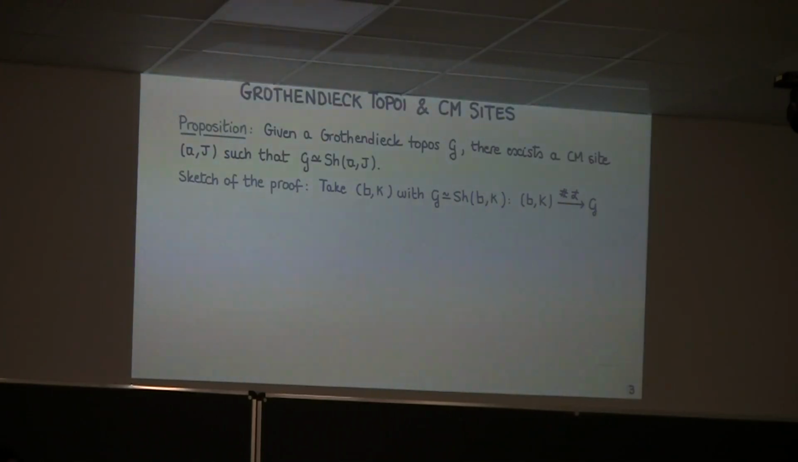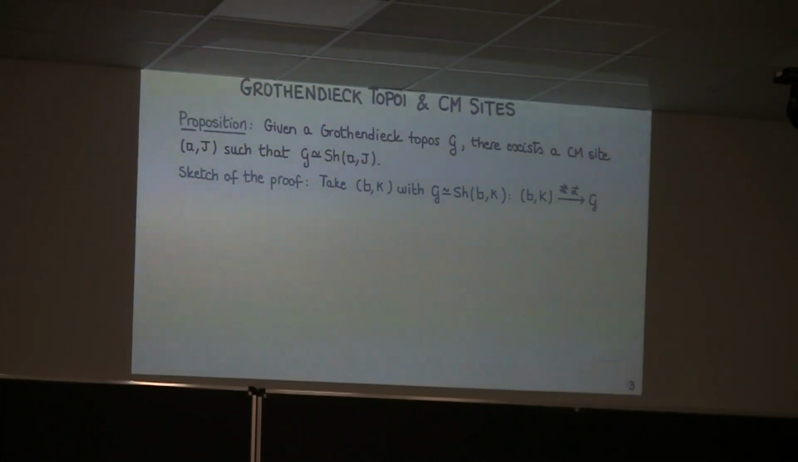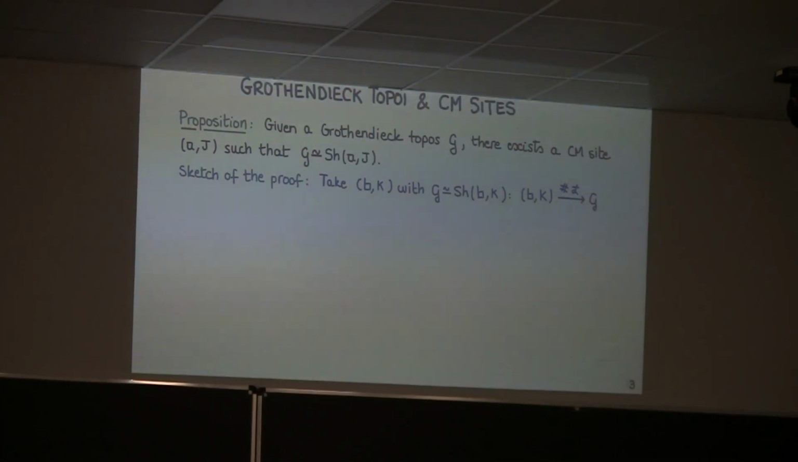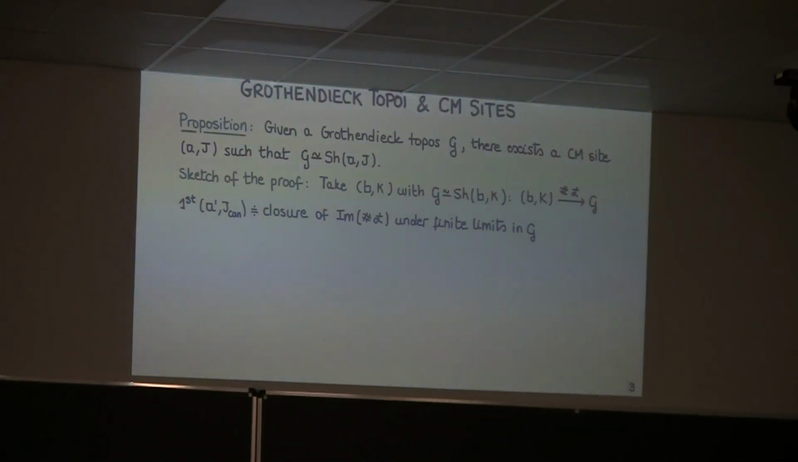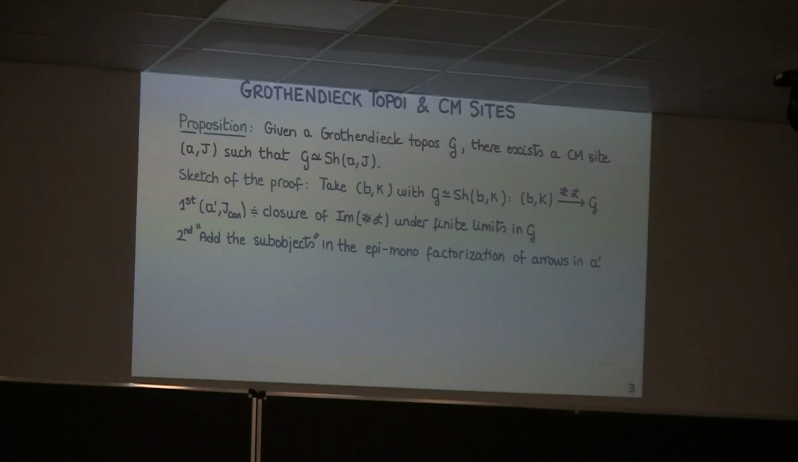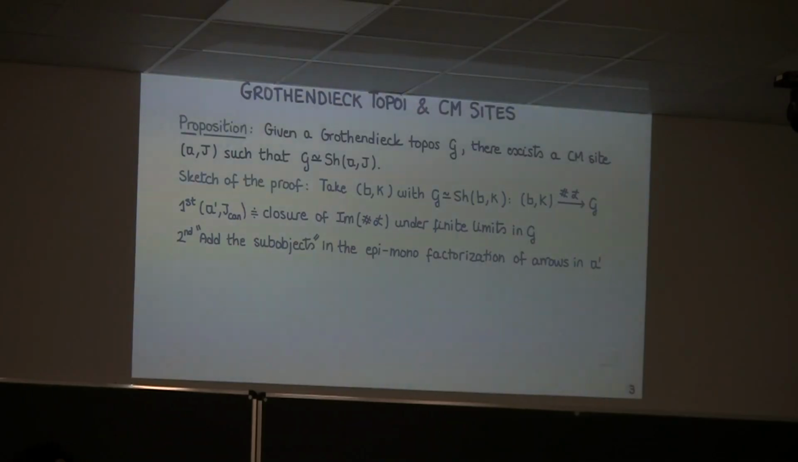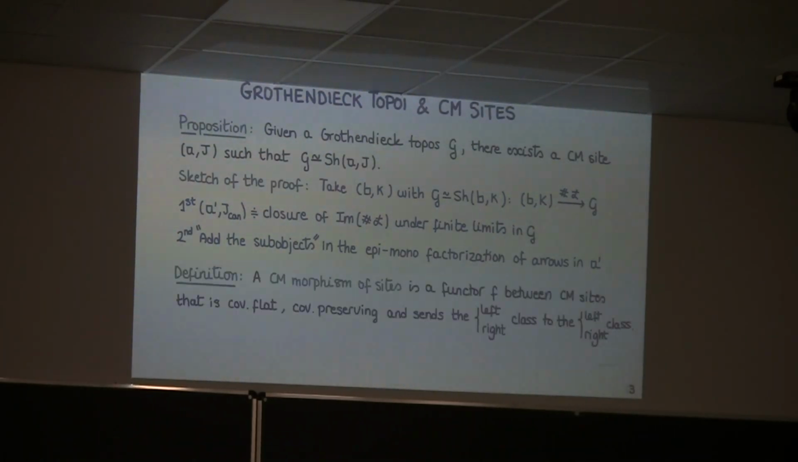Very sketchily: you just take any site presenting your topos, and you consider the morphism, and so we take the essential image of B inside our topos, and first we close it under finite limits, and afterwards we factorize epi-mono inside the topos, and we add the subobjects that we obtained there. Because topoi are well-powered, this remains small, and we put the induced topology on this, and this will be a covering monosite. So we can present topoi using this type of sites.